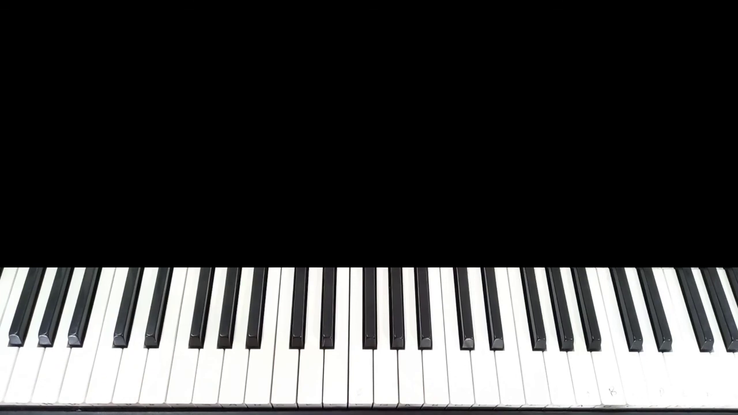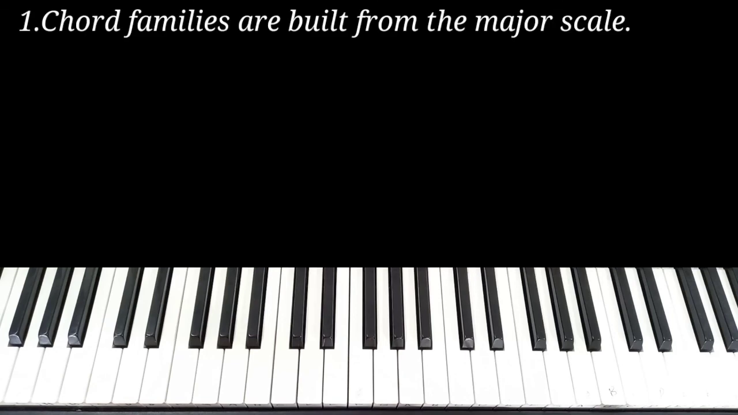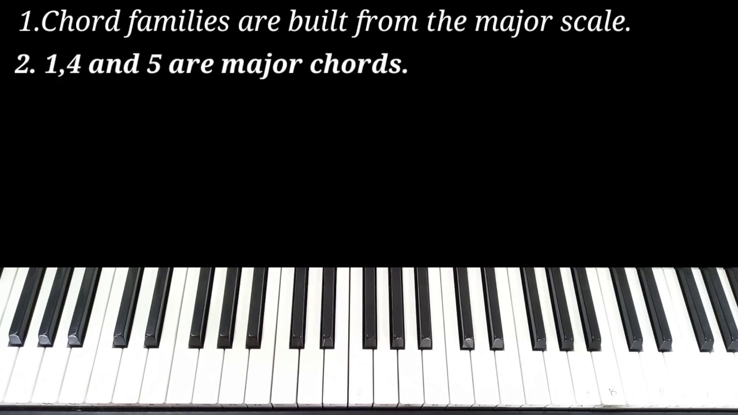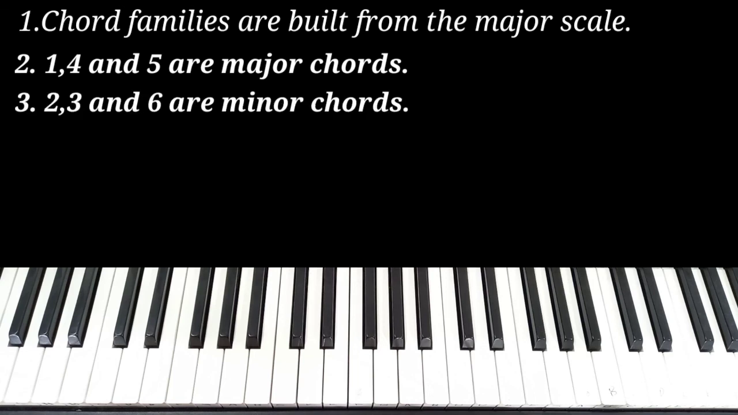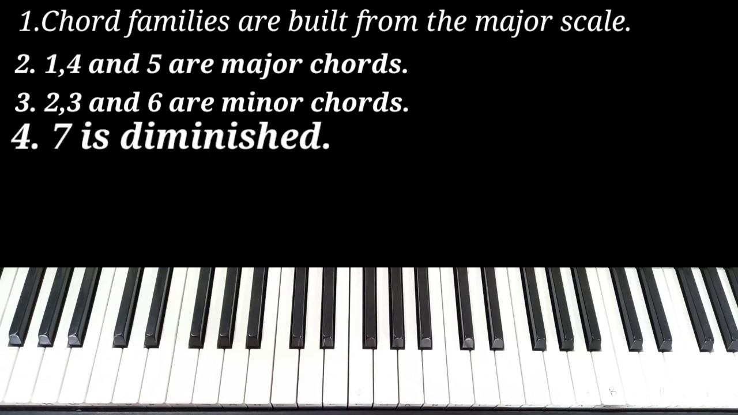So students, you might be confused a little bit. Here are the major points which you should remember. Number 1, chord families are built from the major scales. Number 2, 1, 4 and 5 are major chords. Number 3, 2, 3 and 6 are minor chords. Number 4, the 7th note is a diminished note.